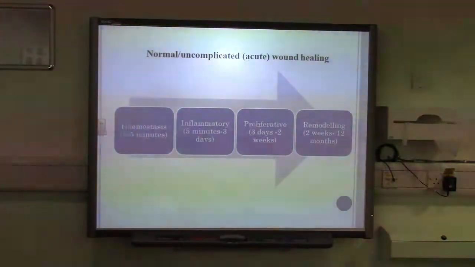So what are the 4 phases of normal wound healing? It's hemostasis, which occurs immediately after injury to the skin. Inflammation then lasts from about 5 minutes to 3 days. Then the proliferative phase and remodelling, which can take up to 12 months. So what we're going to do now is divide these into 4 separate entities and discuss them.